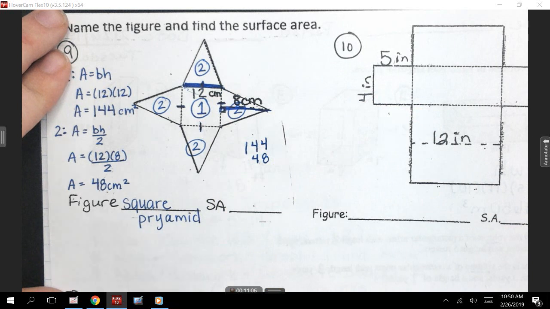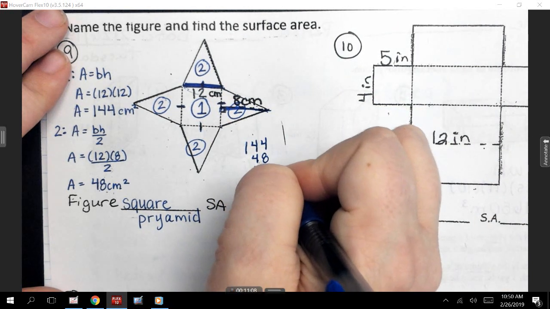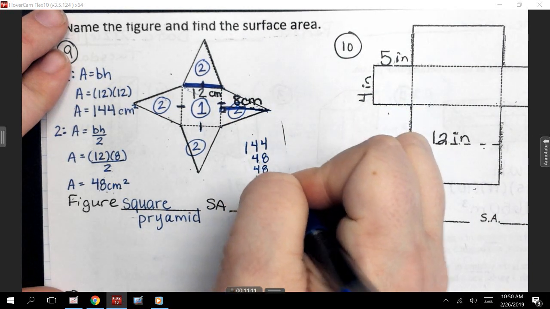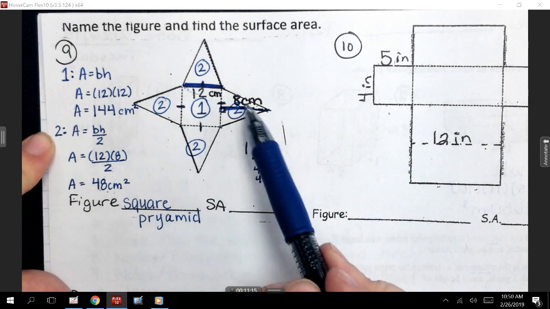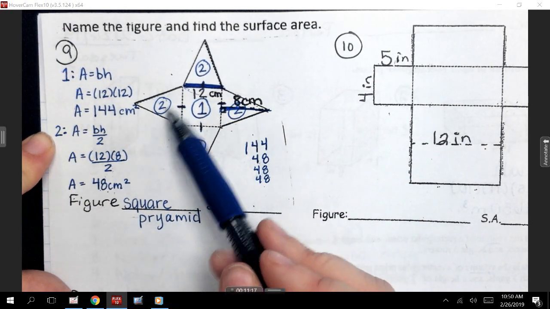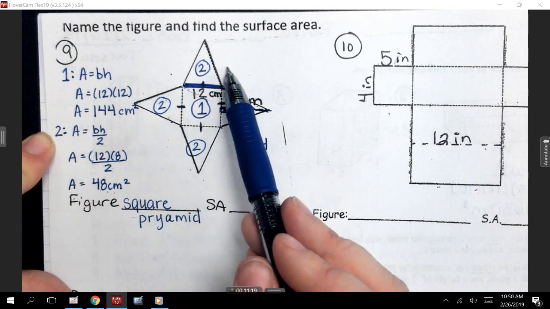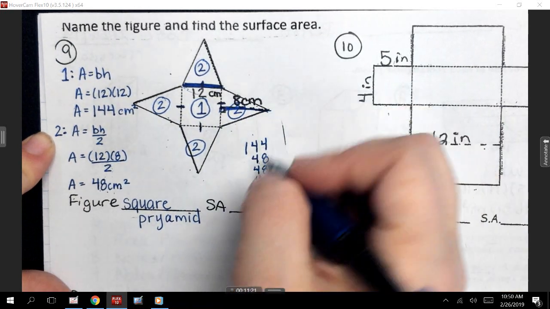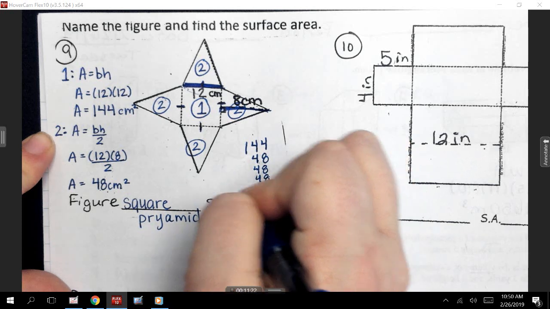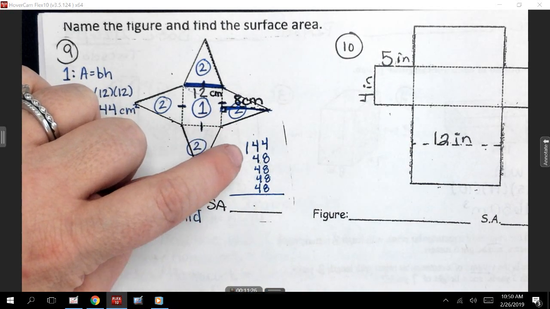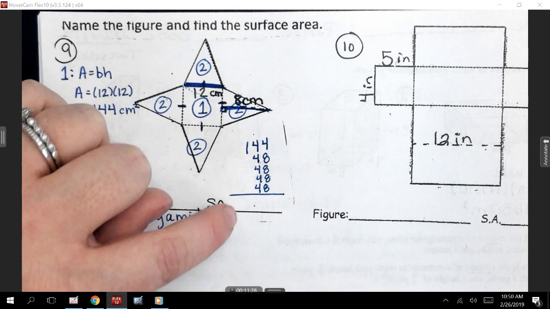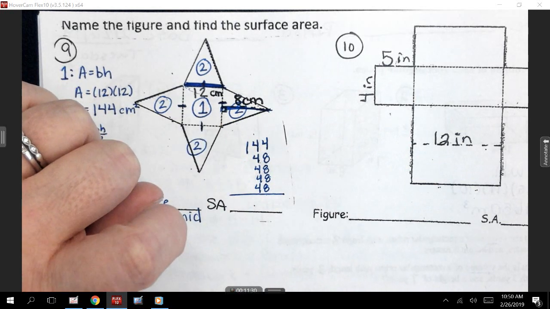You have to add up all the 48. All the 48s. Guys, how many? So that was shape 2, right? How many times did I write 2? 4 times. How many triangles were there? 4, which means I need 48 4 times. Now, so I'm adding 144 and 48, but not just 48, but 4 of them. Are y'all okay with why I'm adding all of those?